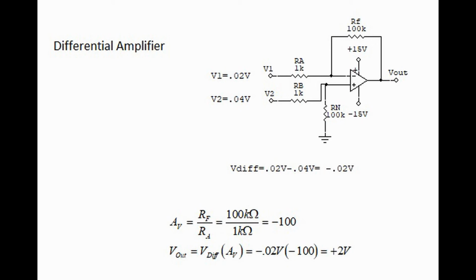In this example, we are amplifying a DC signal, but in general, the differential amplifier is used when working with microphones and sensors where the signal is very, very small.